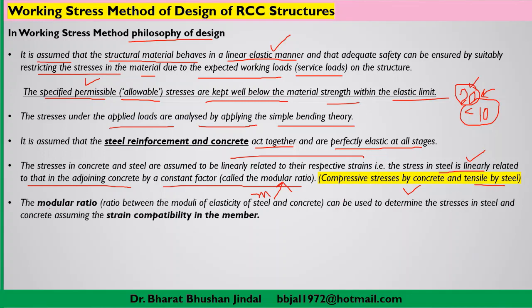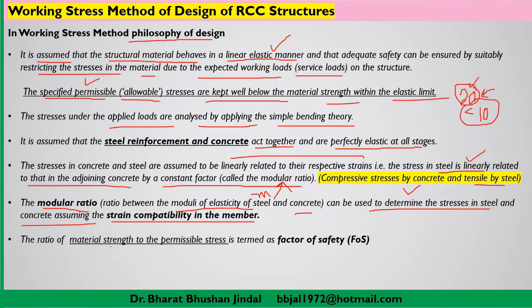Now let us discuss modular ratio. Modular ratio is basically the ratio between the modulus of elasticity of steel and concrete. It gives the relationship between the modulus of elasticity of steel and concrete, and it can be used to determine the stresses in steel and concrete. Another important assumption is that there is strain compatibility in the member. That means strain will be equal in both the materials.